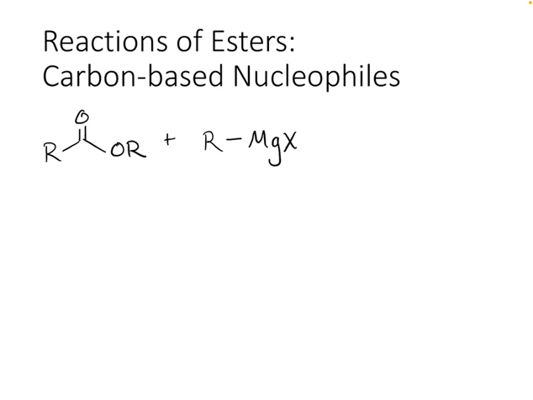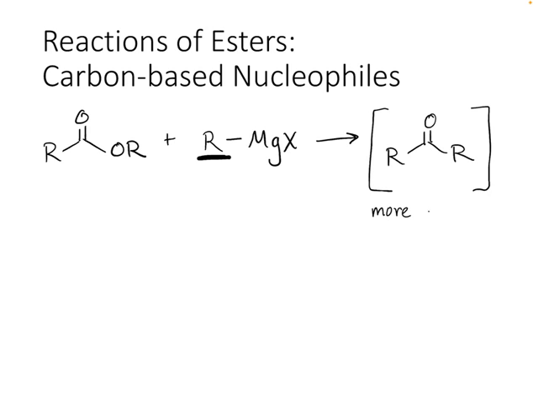This is going to initially form a ketone because we're going to add that R group once, but this reaction keeps going. The ketone is actually really electrophilic compared to the ester, so it's going to keep reacting with any excess Grignard reagent. So this is hard to isolate as well.